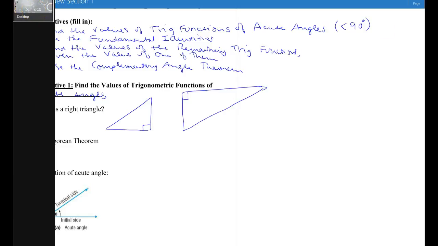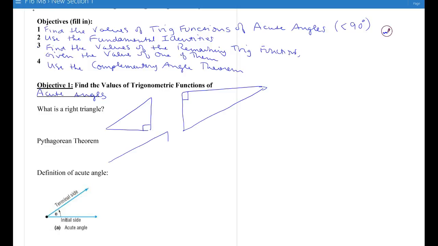So recall from algebra that if you have a right triangle, and you know these side lengths, a, b, and c, the Pythagorean theorem tells you that a squared plus b squared equals c squared. And there are hundreds of proofs of the Pythagorean theorem. If you Google that, you'll see.